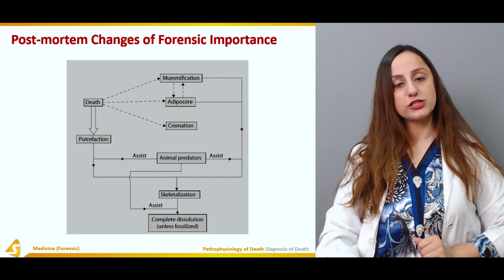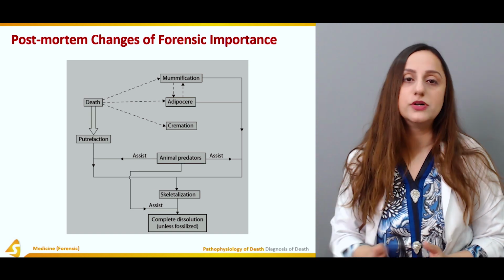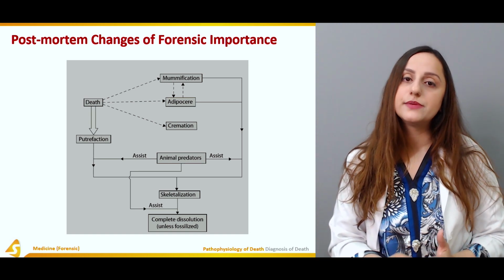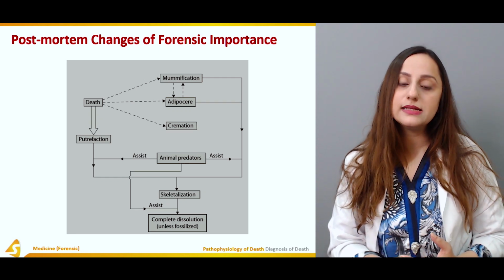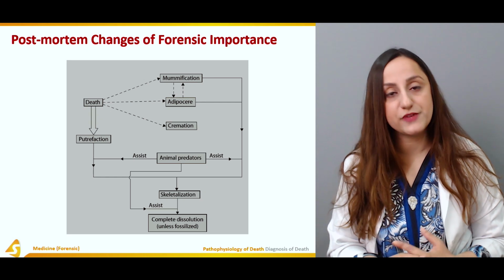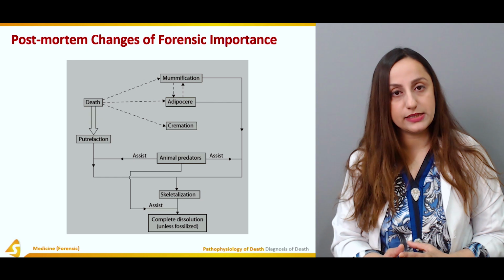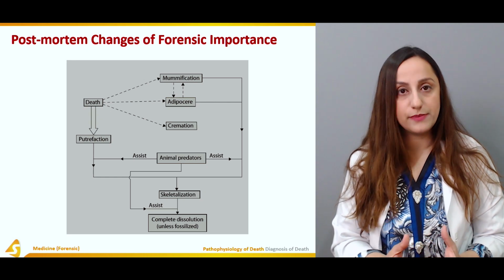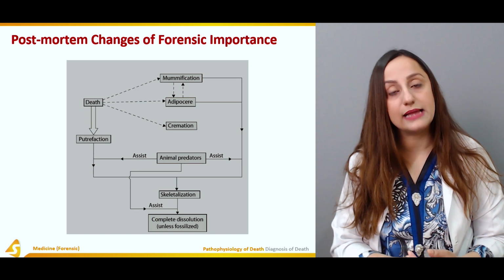Now, the post-mortem changes of forensic importance. After death, there are some early signs and there are some late signs that occur in the human body. The late signs, we have the putrefaction, the mummification. Now, the putrefaction has a lot of variabilities that can happen according to the environmental factors. Then there are the mummification, the adipocere formation, and the cremation.